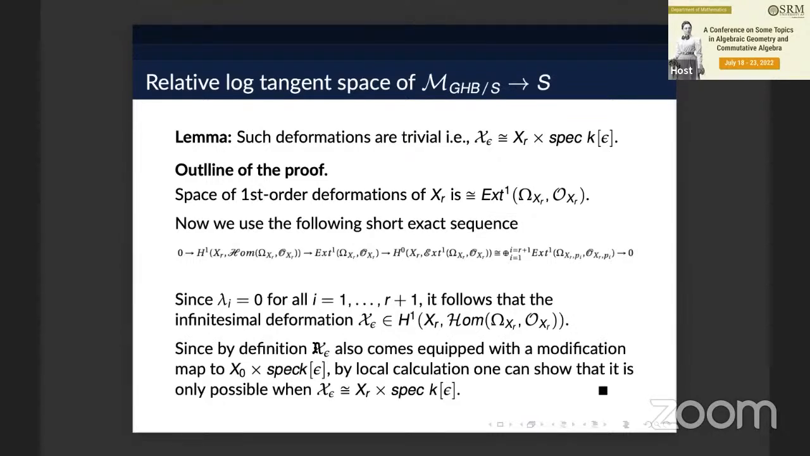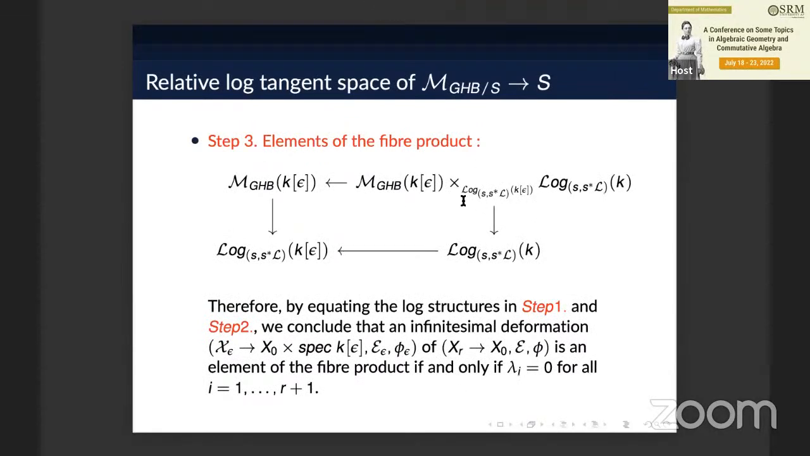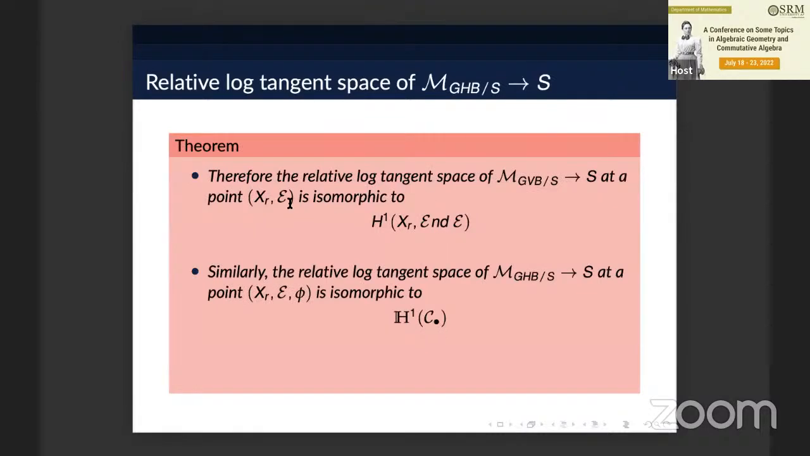Now, by definition of the functor MGHP over S, X epsilon also comes equipped with a modification map to X naught cross epsilon. It comes with a map, it's not alone. So X naught is our original nodal curve. And by local calculation, one can show that it is only possible when it is itself trivial globally. So this means that the elements of the fiber product here are deformations of this pair, which are not deforming the curve at all. So it is a deformation of a vector bundle on a fixed curve. So it should be isomorphic to H1 of XR, ND.